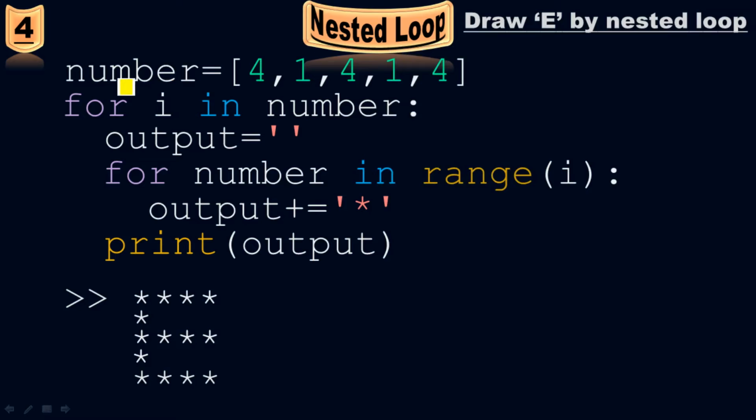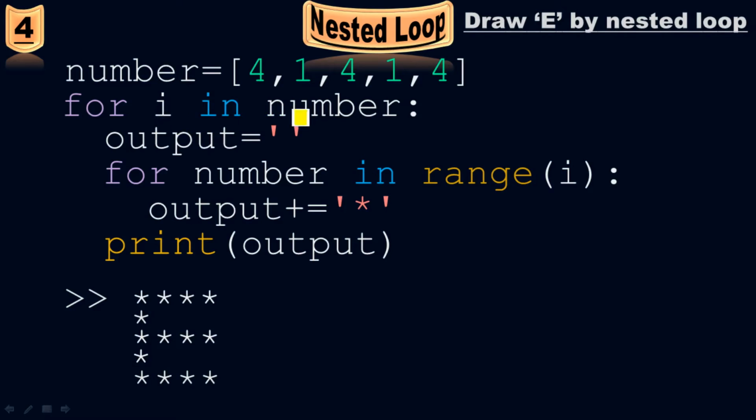Look at here, number is the variable name. It represents this whole list, which is the collection of the numbers 4, 1, 4, 1, 4. And then we use for loop, for I in number. What is I? I is the name. I represents the individual item, the individual number of the list. It's just the name that we give to the individual item here. You can give A, you can give X, you can give number, whatever you want you can put.